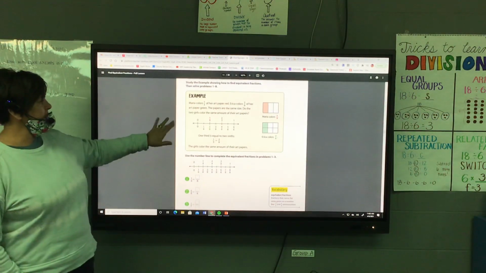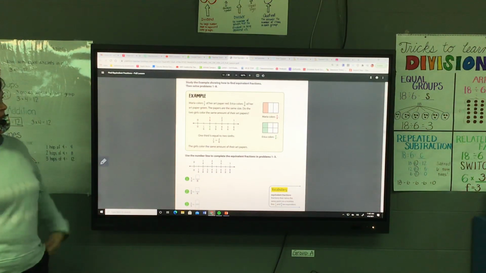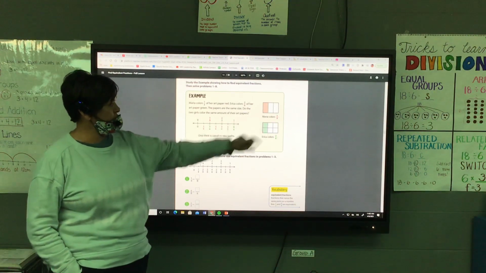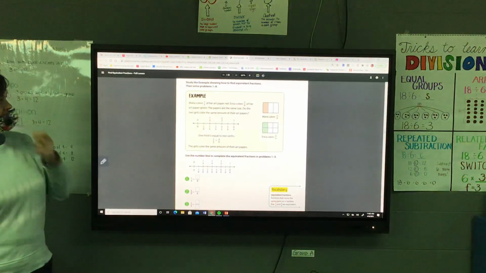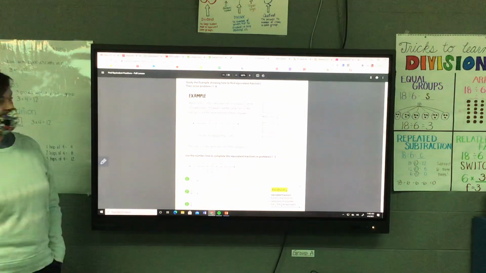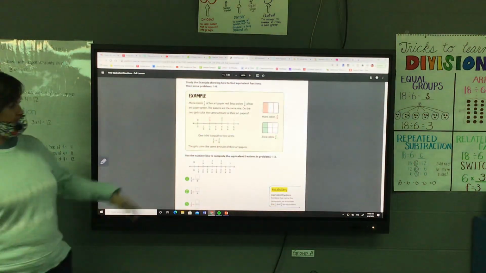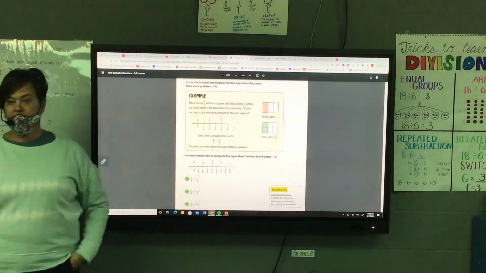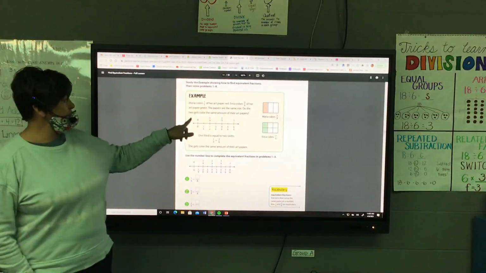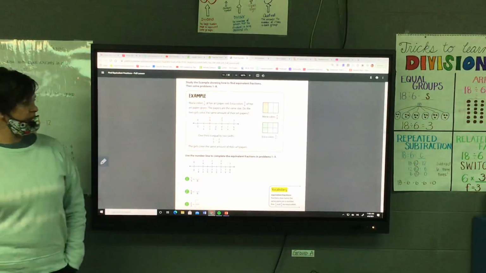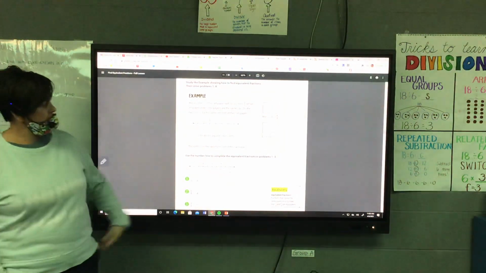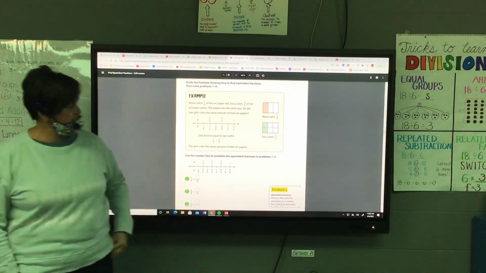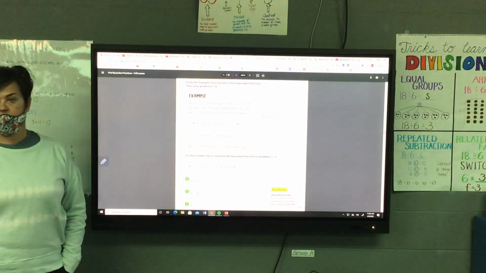So the example is Maria colors 1/3 of her art paper red, which they show over there. Erica colors 2/6 of her art paper green, which is down here. The papers are the same size. Do the two girls color the same amount of their art papers? Look at the amount colored in. Is it the same amount?